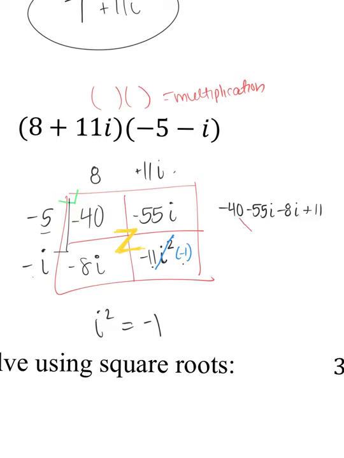And then we just combine like terms. So we have negative 40 plus 11, which is negative 29. And then we have a negative 55i and a negative 8i, which gives me negative 63i. And that is your answer. Okay, so that's how we work on those.